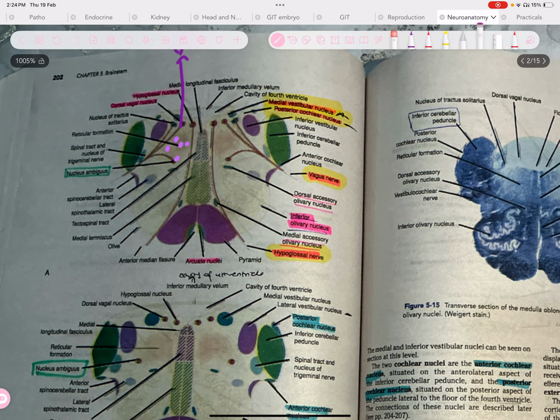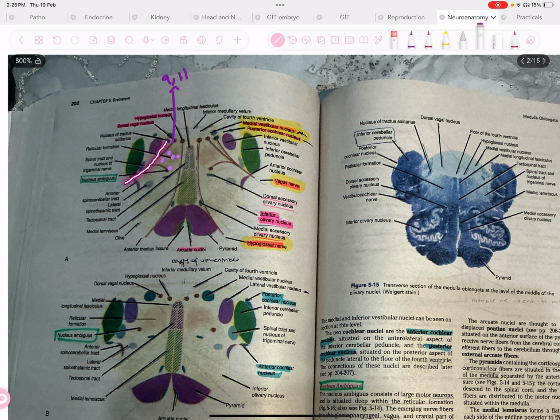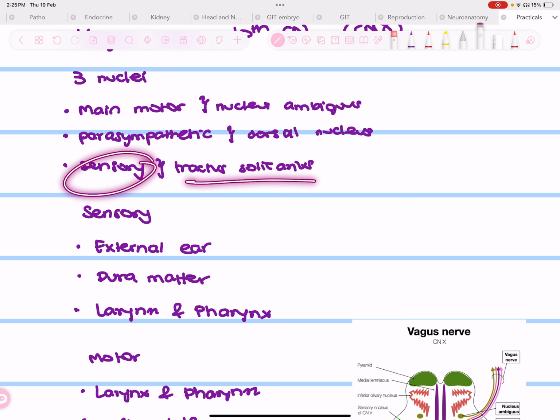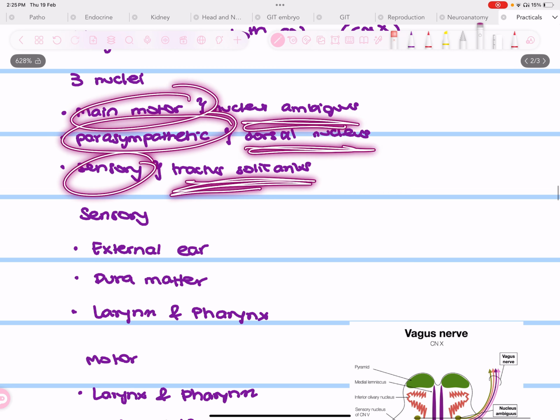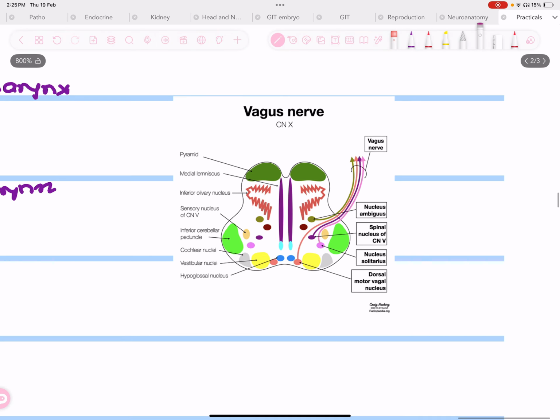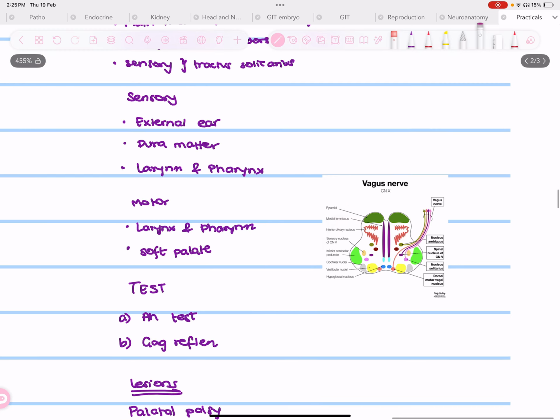So if you can recall the anatomy, here I told you this is the vagus nerve, and it has the three nuclei. So main motor, which is nucleus ambiguus, right? And then it has the dorsal vagal. Right here you can see dorsal vagal and you can see nucleus of tractus solitarius. So you may have already guessed, sensory is the nucleus of tractus solitarius, parasympathetic is dorsal vagal nucleus, and main motor is the nucleus ambiguus. You can also see it right here. This is the nucleus ambiguus, main motor, and then you have the dorsal vagal, which is the parasympathetic, and nucleus solitarius, which is the sensory, right?